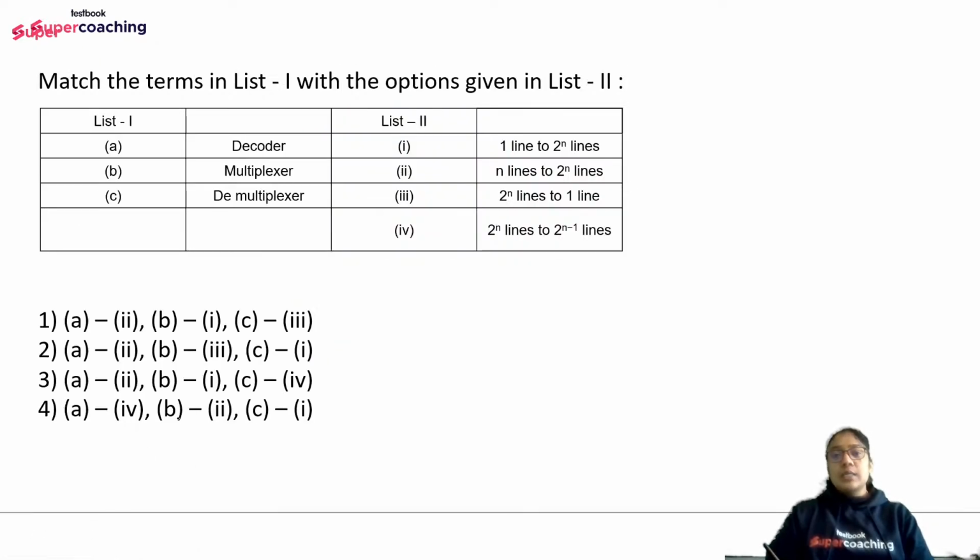Match the terms in list 1 with the options given in list 2. Questions of this match type come quite often. So A is decoder, B is multiplexer, C is demultiplexer. In list 2 you are given: 1 line to 2 raised to power n lines, n lines to 2 raised to power n lines, 2 raised to power n lines to 1 line, and 2 raised to power n lines to 2 raised to power n minus 1 lines. So what will be the correct option?